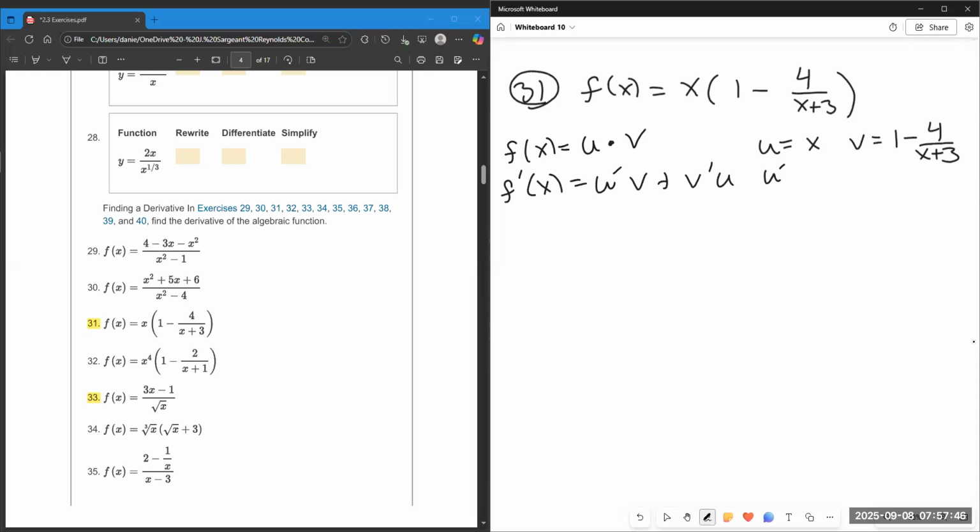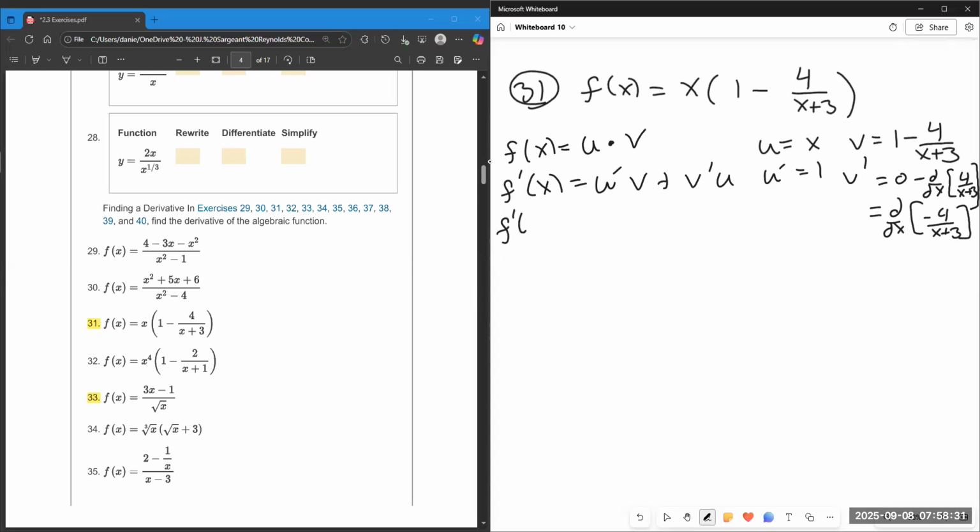So u prime is 1, v prime is going to be 0 minus, and then the derivative of 4 over x plus 3. So I'll just write that for right now and deal with that when I get there. Let's just keep that negative on the inside. The derivative with respect to x of a -4 over x plus 3.